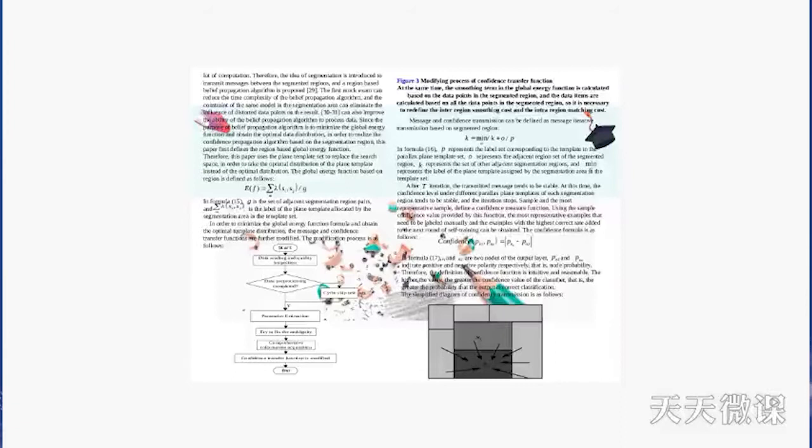This method can reduce the time complexity of the belief propagation algorithm, and the constraint of the same model in the segmentation area can eliminate the influence of distorted data points on the result. It can also improve the ability of the belief propagation algorithm to process data.